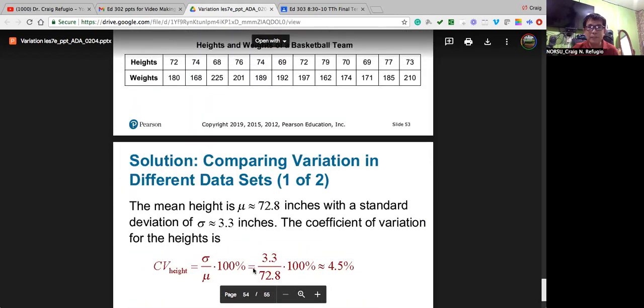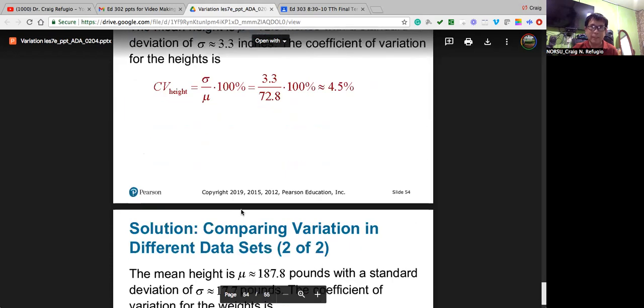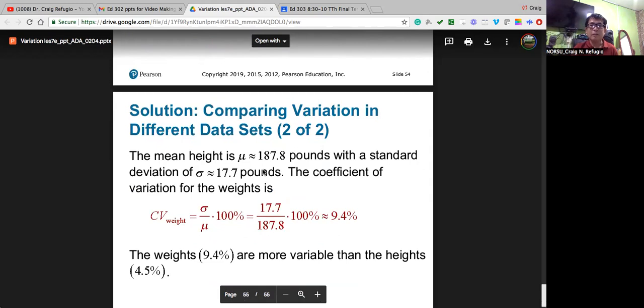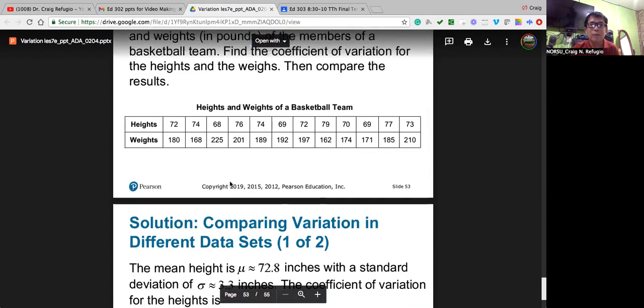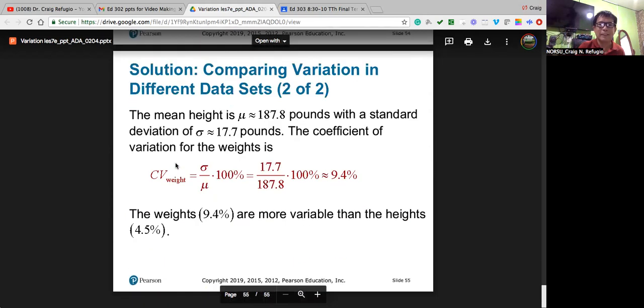So the first assignment is your computation of mu and sigma for the heights. The second assignment is the computation of mu, approximately 187.8, and sigma, approximately 17.7, for the weights. So the data given would be this heights data and then the weights data. With this kind of data, you are going to have assignment number 1 and assignment number 2. So take note of that assignment.